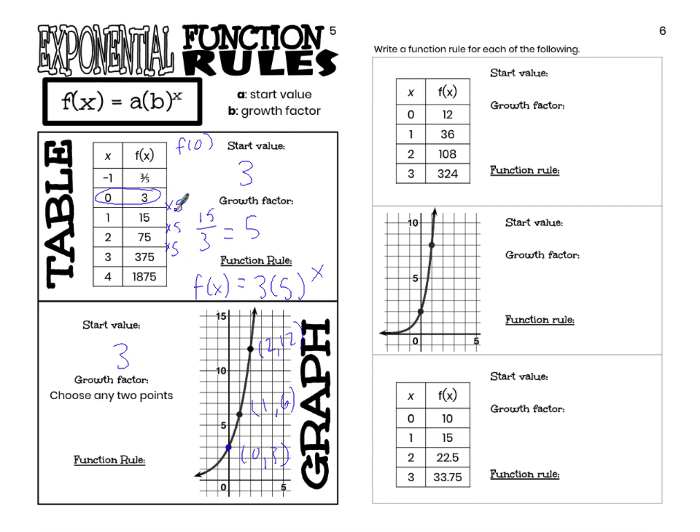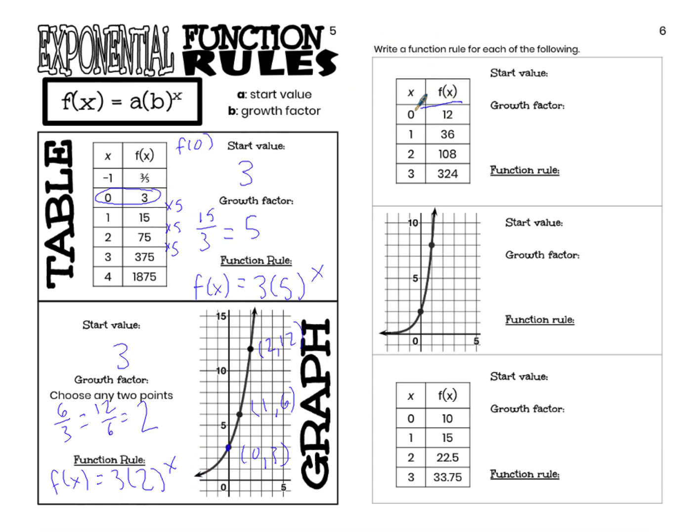And now we have to use this division. So I have to do one y value divided by a previous y value. So 6 divided by 3, or 12 divided by 6. In either case, I see that the growth factor is 2. So I'm multiplying by 2 to get from one point to the next. That means my function rule is f of x equals 3 times 2 to the x.